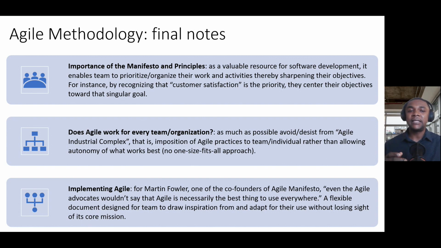The last but not the least is implementing Agile. I just wanted to summarize how to implement Agile with a quotation by Martin Fowler, who is also one of the co-founders of Agile. Martin Fowler once said, quote, even the Agile advocates wouldn't say that Agile is necessarily the best thing to use everywhere, end quote. So what does that mean? Flexibility, which has been one of the criticisms that Agile has gotten over the years. Some critics have said that Agile could be manipulated, that anything could happen in Agile.